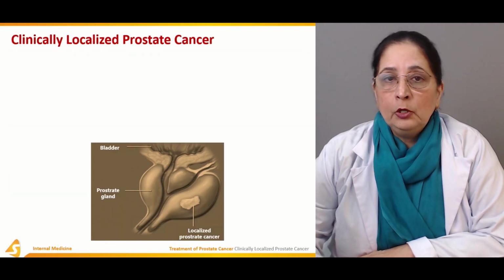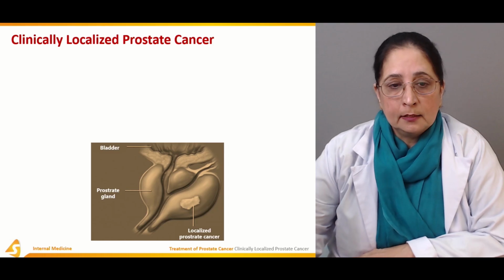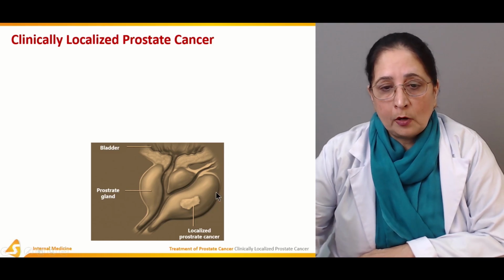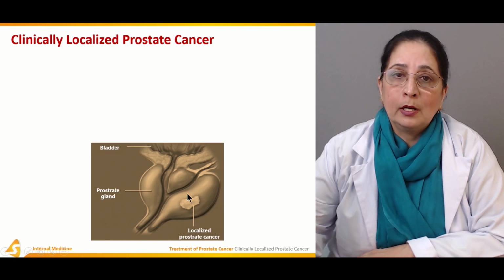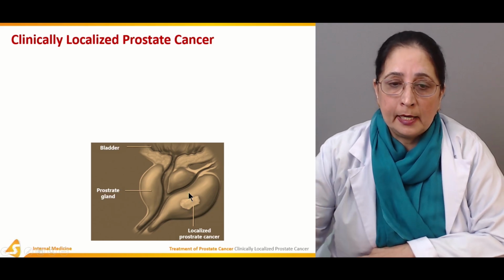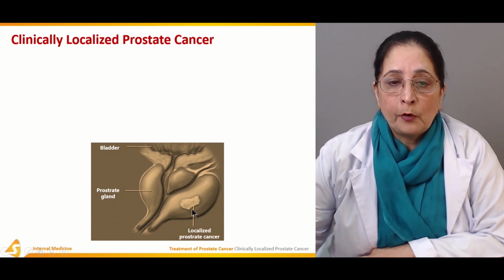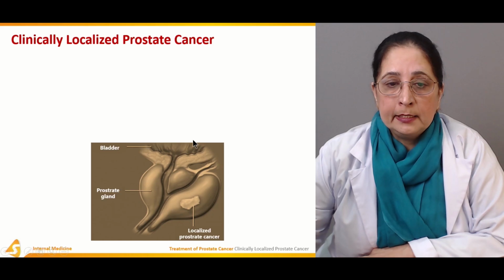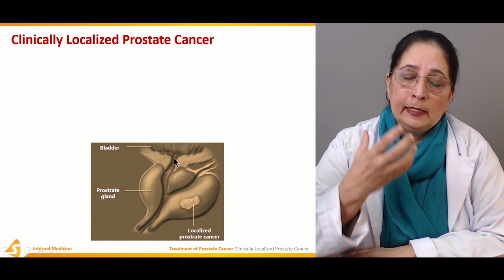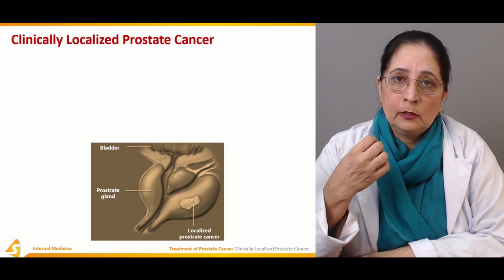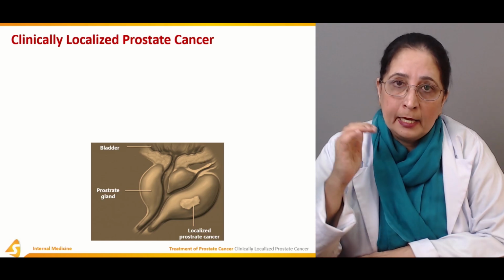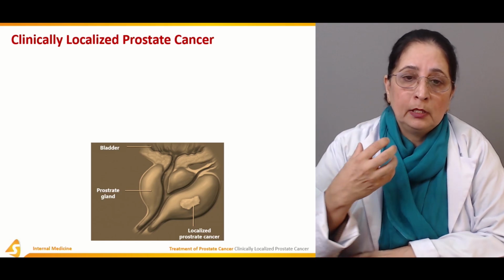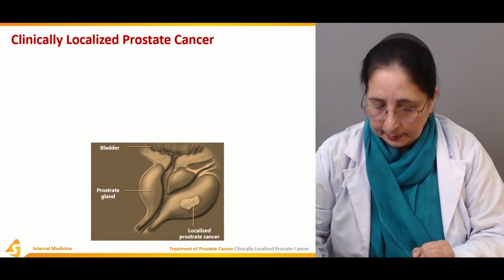So the clinically localized prostate cancer. Here, this is the prostate gland, and that's the prostate cancer that is localized to the prostate gland, and that's the bladder. The prostate gland is located close to the urethra, and it goes through the urethral opening. So that's the prostate gland.